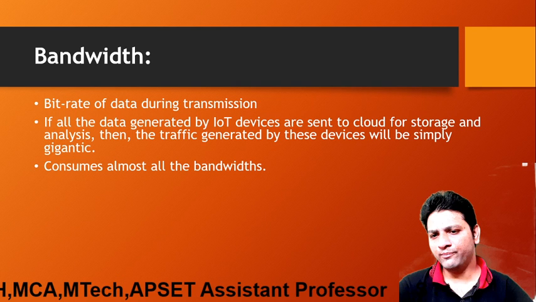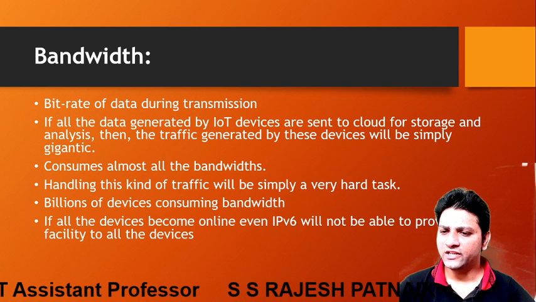Handling this kind of traffic will simply be a very hard task, with billions of devices consuming bandwidth. If all the devices become online, even IPv6 will not be able to provide facility to all the devices. This is also one of the points. Also, data may be confidential, which firms do not want to share online.